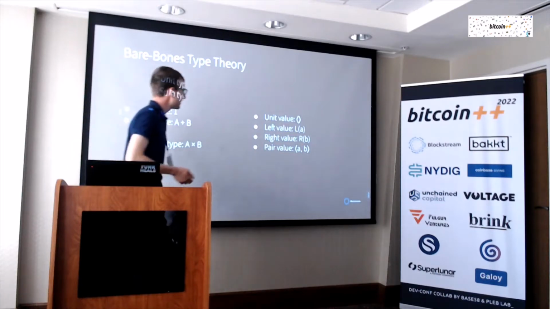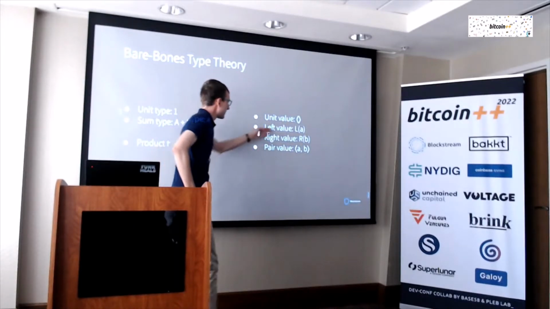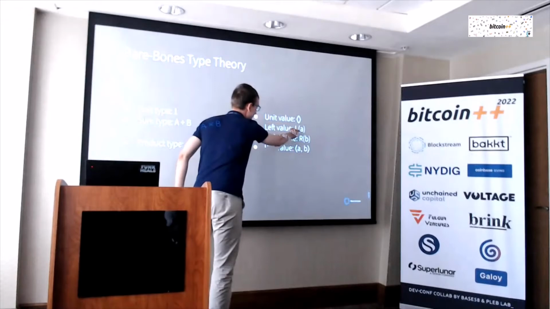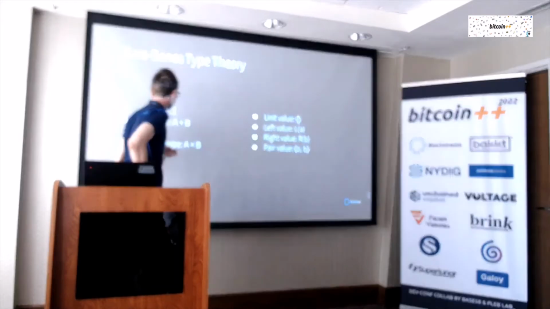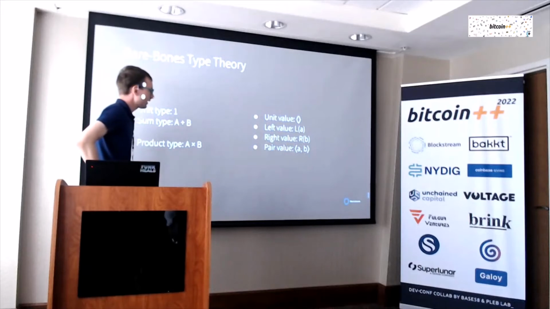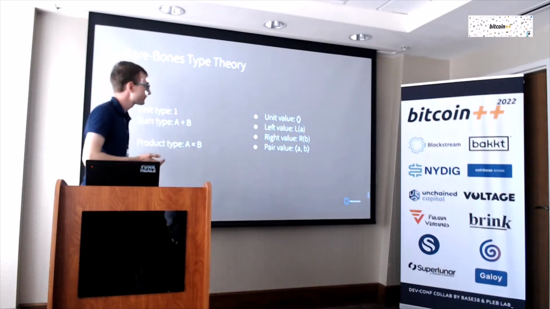So, and the values, we call this the left value and the right value. So either we have left of A, where A is the value of type A, or we have right of B, where B is of type B. Either left or right, but not both at the same time. And I think that's very intuitive if you think about it.